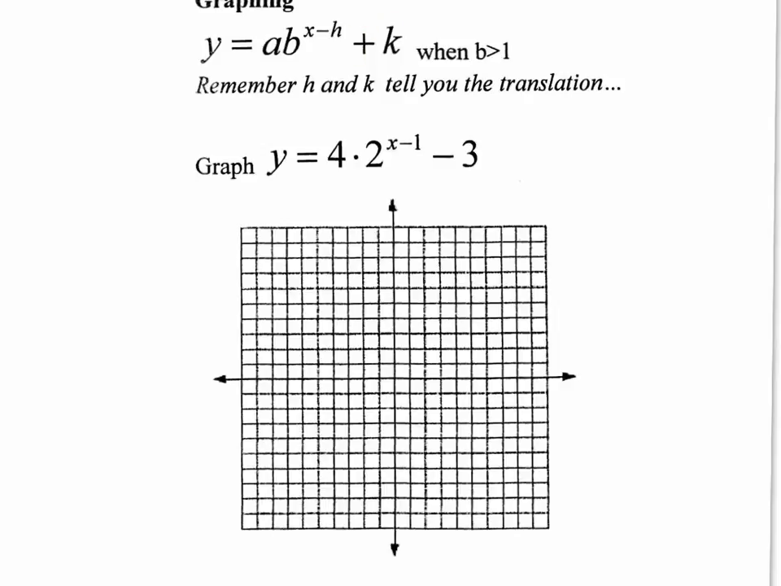Okay, so the h value of this guy is positive 1. You have to think opposite of that. H is positive 1, which means you're going to go 1 in the positive direction. The k value is negative 3, which means you're going to go 3 down.